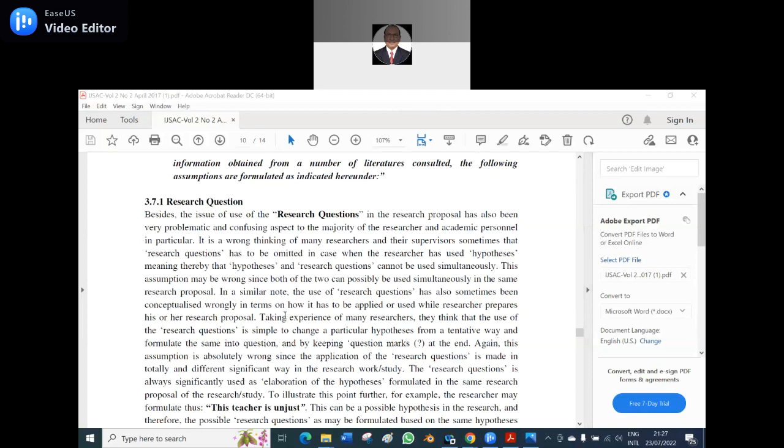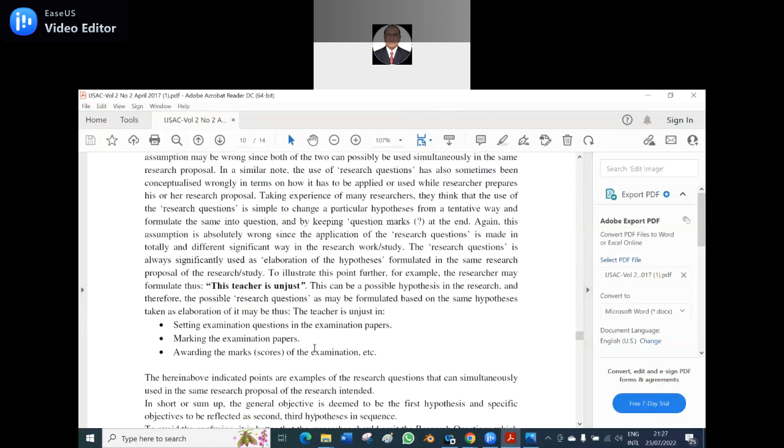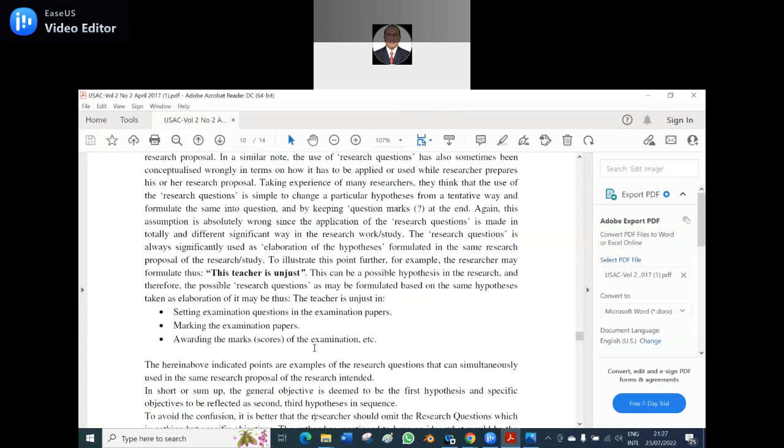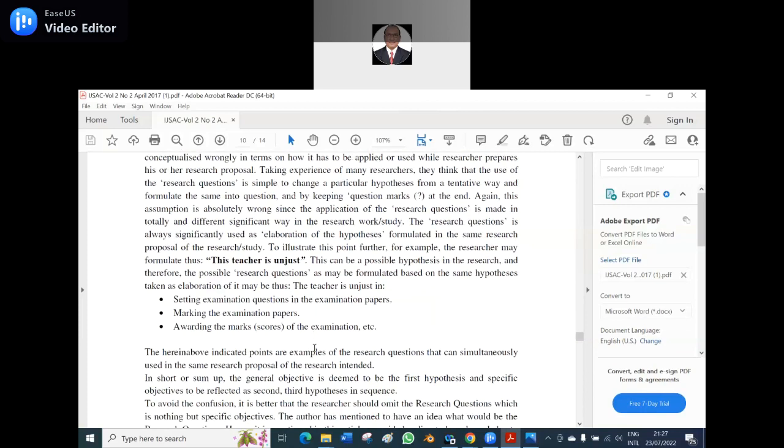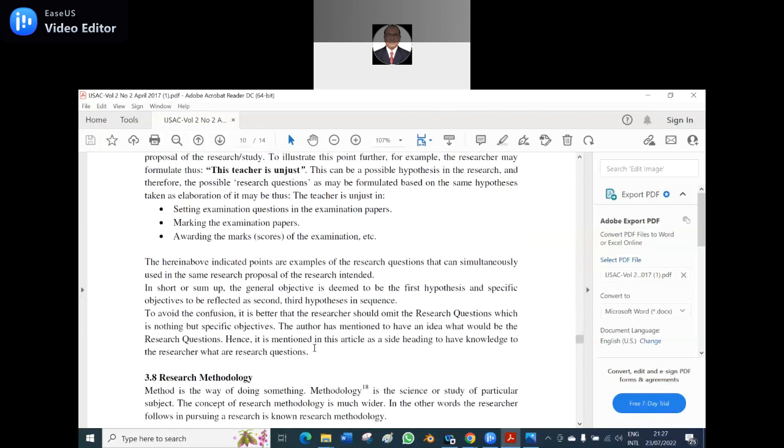So the research question is simply to change the particular hypothesis from a tentative way. I have already made it very clear. And an example will also be given: the teacher is unjust because of various other factors. They are setting an examination question in the examination paper or marking the examination papers and awarding the marks and scores of the examination, etc. Then I get the various variables.